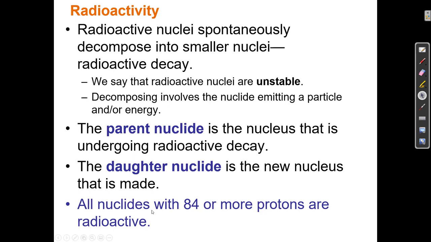All nuclei that have 84 or more protons are radioactive, regardless of how many neutrons they have. If they have 84 or more, they're all radioactive. So again, most of the combinations of protons and neutrons, most of the different nuclei that we can look at, are unstable combinations. In fact, all of them above atomic number 84 are unstable.